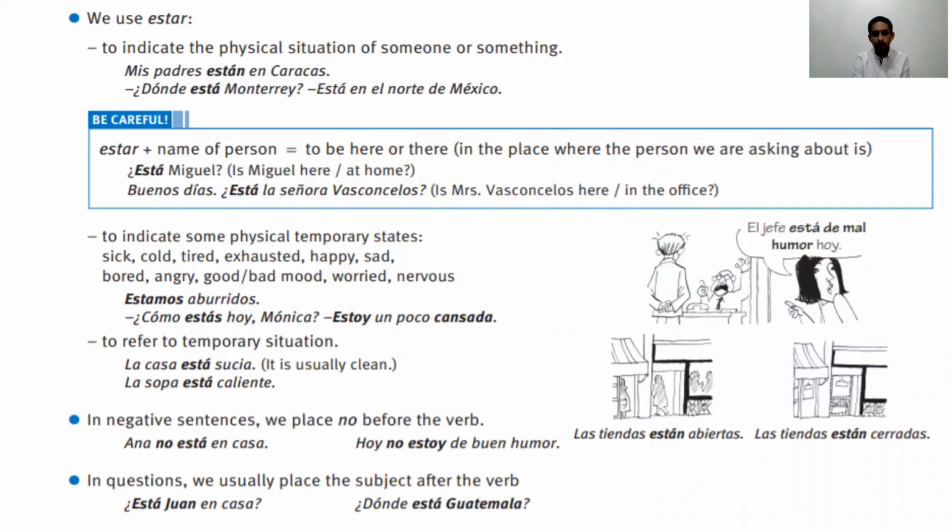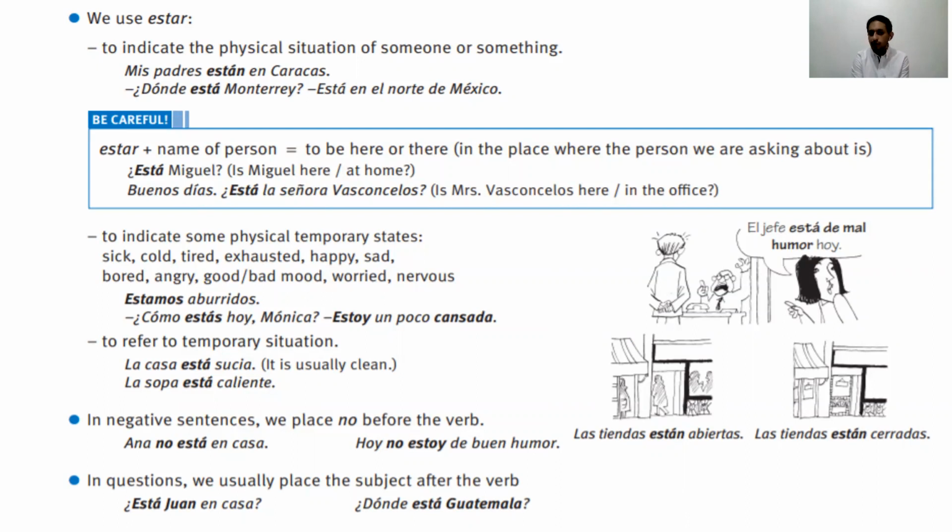Okay, we use estar to indicate the physical situation of someone or something. Mis padres están en Caracas. They are there, in Caracas, right? ¿Dónde está Monterrey? Está en el norte de México. Where is Monterrey? Is in the north of Mexico, okay?